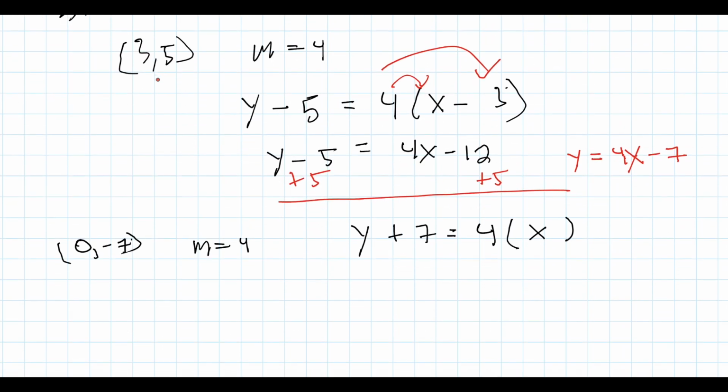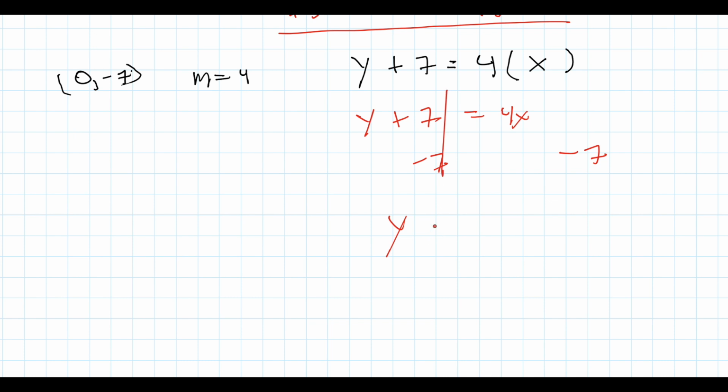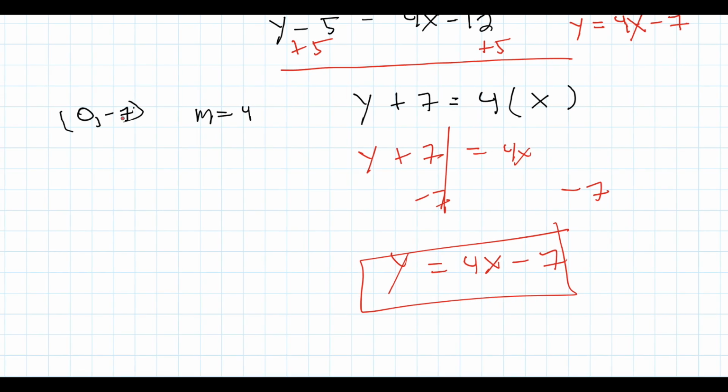But wait a minute. Let's do this one here that looks nothing like the original one up there. All right, we'll just distribute the 4. Okay, so then you have y plus 7 minus 7 minus 7. Gone. y equals 4x minus 7. It's actually the same one. Yeah, because that point exists on the same line as the other point.